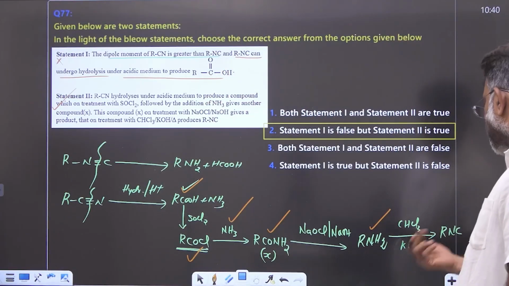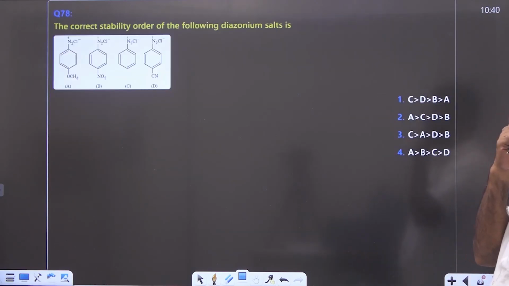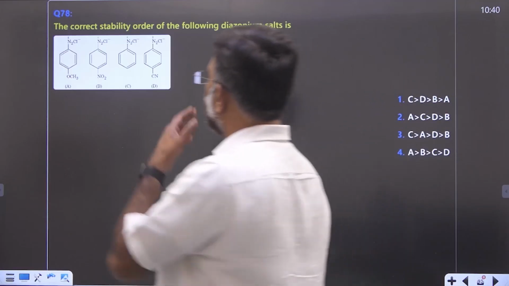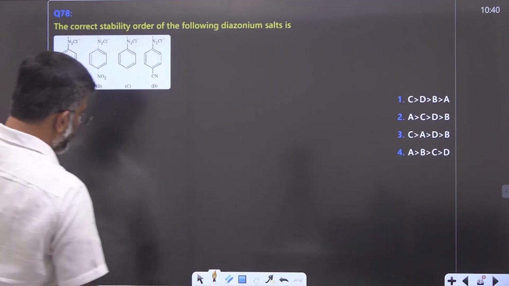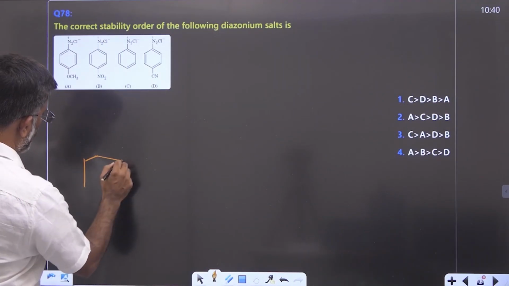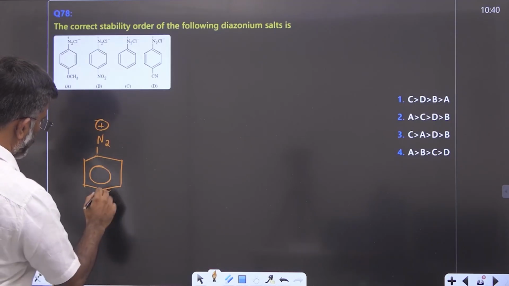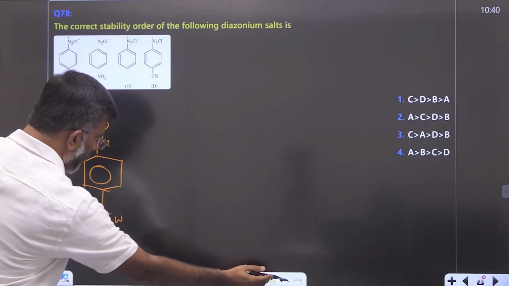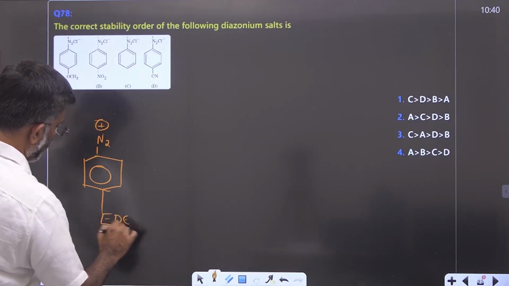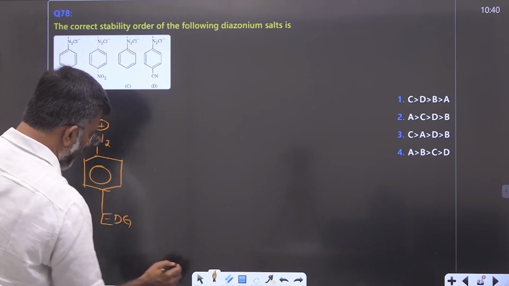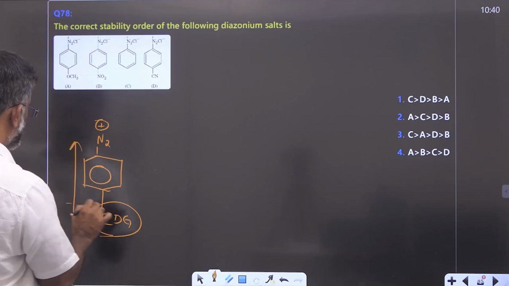Okay, next. Question number 78. The correct stability order of diazonium salt. Which is maximum? Please understand, a diazonium salt has a positive center on nitrogen. So it is a positive center on nitrogen, and an electron donating group will stabilize the system.